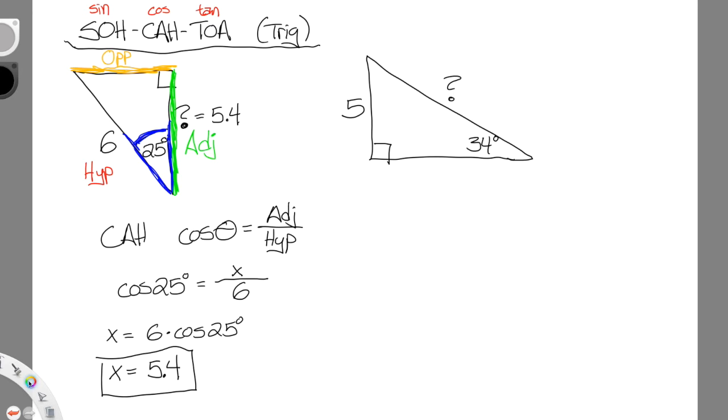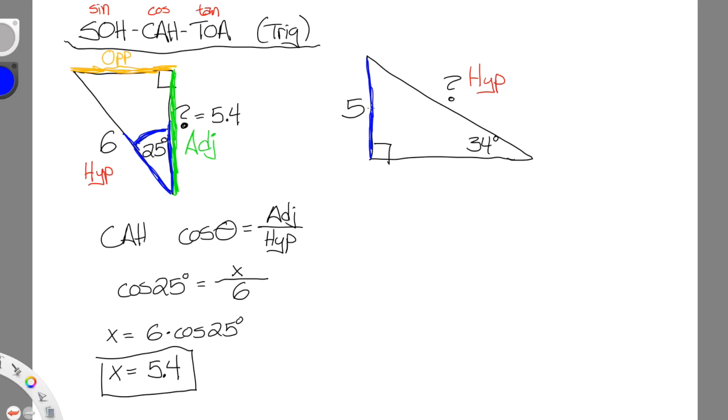So again, first we need to figure out what we have and what we are trying to find. So we are looking for the hypotenuse. That's usually the diagonal side. It's always the side opposite the right angle. So that's the hypotenuse that we're looking for, so we know we're either going to need sine or cosine, not tangent.